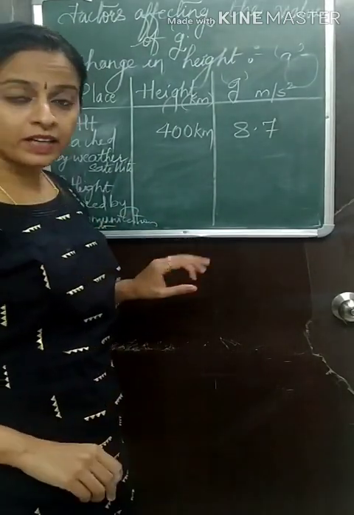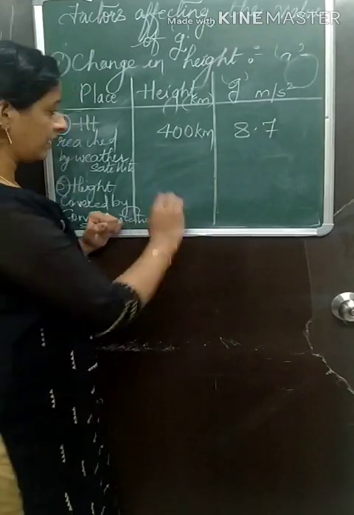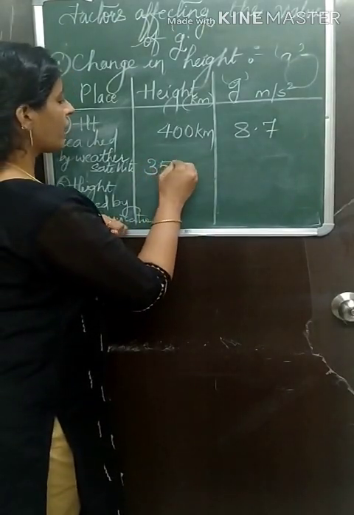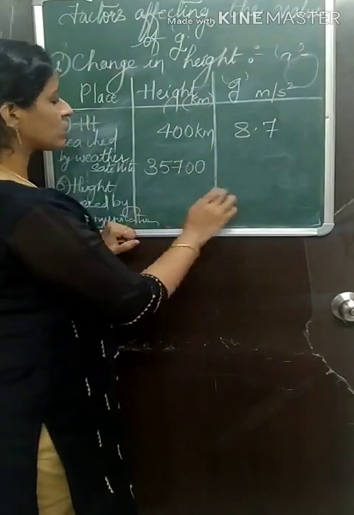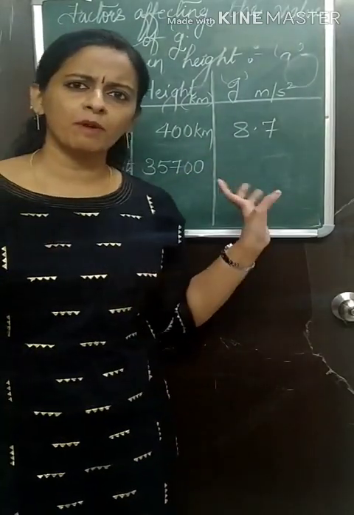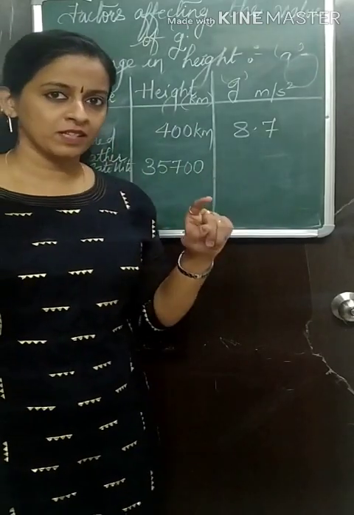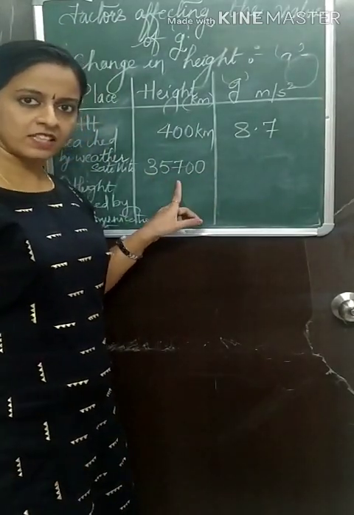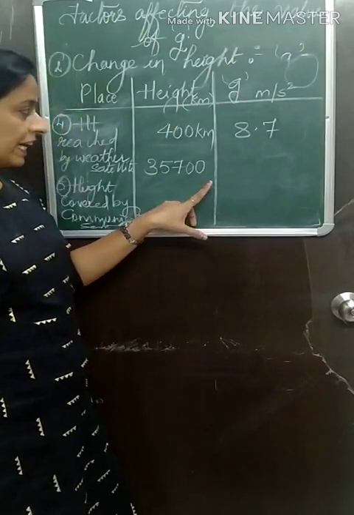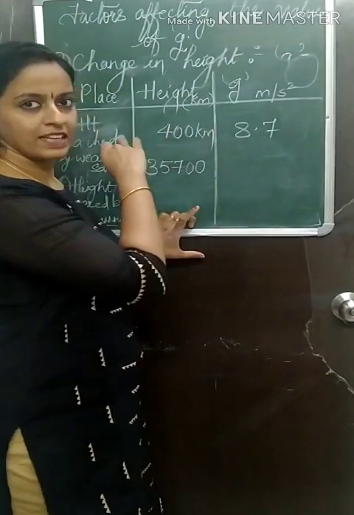Height reached by a communication satellite. Again, the height is 35700 kilometer. Now again, how will you remember this number? All odd numbers: 3, 5, 7. 35700. There the value of G becomes the least.